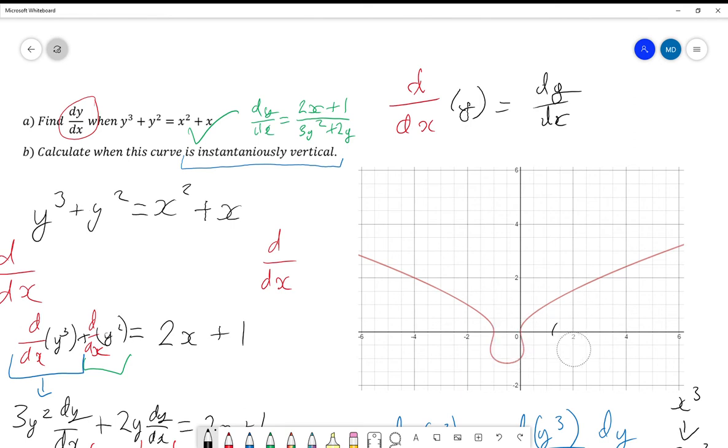But how can we prove that? How can we use the equation to do that? Well, it helps if we think about what it means when it's instantaneously horizontal. In this case, we're looking at dy by dx equals 0. So what does it mean for it to be instantaneously vertical? Well, it's kind of the other way around. So rather than dy by dx equals 0, we're looking for dx by dy equal to 0.